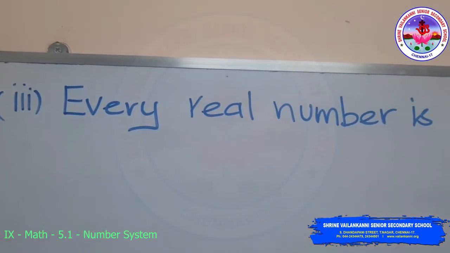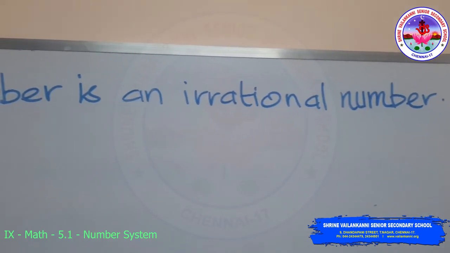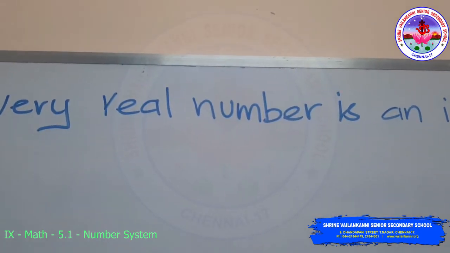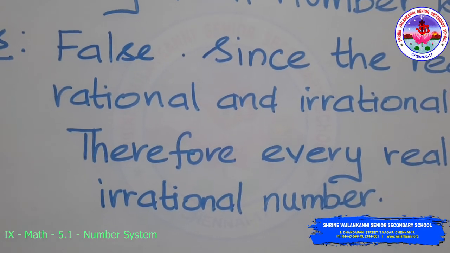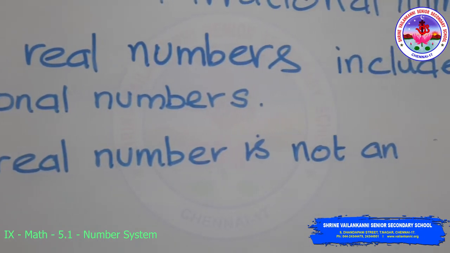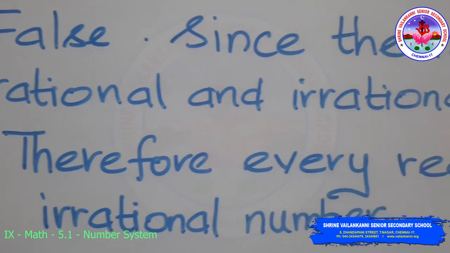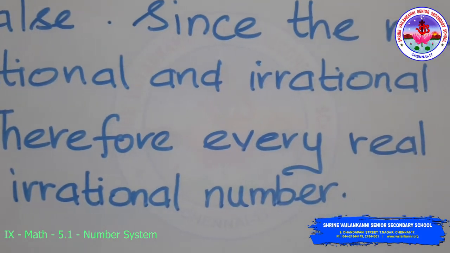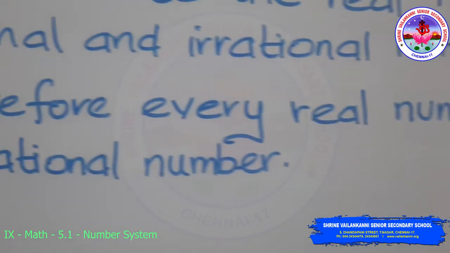Third problem. Every real number is an irrational number. So we want to prove whether the statement is true or false. The statement is false since the real numbers include both rational and irrational numbers. So I can say that every real number is not an irrational number.